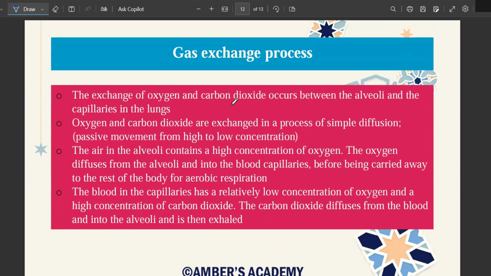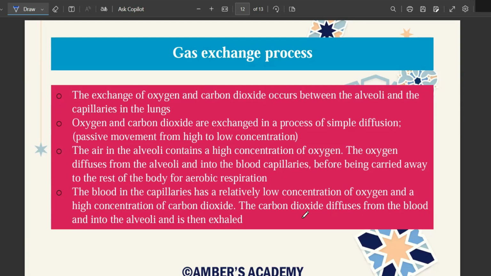So the exchange of oxygen and carbon dioxide occurs between the alveoli and the capillaries in the lungs. Like we have just mentioned, the carbon dioxide is present in our blood. Oxygen is something which we inhale. So oxygen and carbon dioxide are exchanged in a process of simple diffusion. The air in the alveoli contains a higher concentration of oxygen. The oxygen diffuses from the alveoli into the blood capillaries before being carried away to the rest of the body for aerobic respiration. The blood in the capillaries has a relatively low concentration of oxygen and a high concentration of carbon dioxide. The carbon dioxide diffuses from blood into alveoli and is then exhaled.